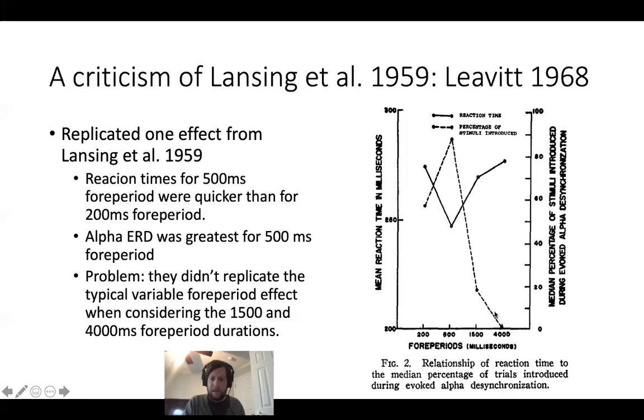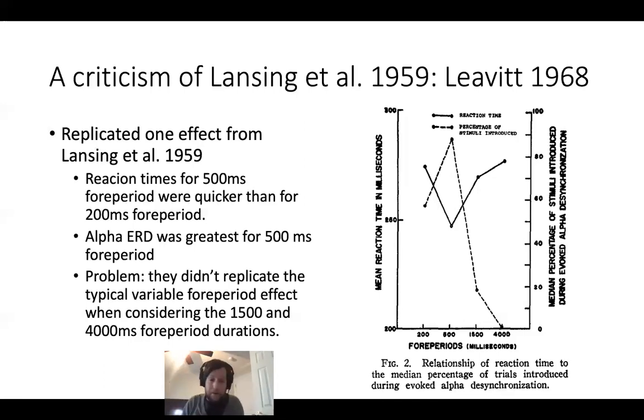where for these really long 4-period durations, so 1.5 seconds and 4 seconds, we lose. It says right here, they didn't replicate the typical variable 4-period effect when considering the 1500 and 4000 millisecond 4-period durations. So what you would have expected based on the theory of variable 4 periods is that alpha amplitude should continue getting, so here they're showing alpha event-related desynchronization. So what they would have predicted is that this dotted line keeps getting higher and higher the longer the duration of the 4-period is.